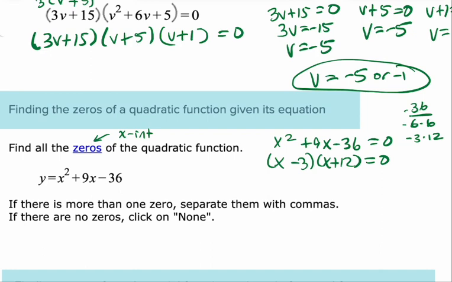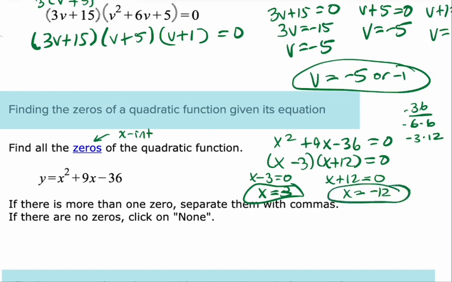Now, remember, to solve any quadratic, if you can't see the factorization, feel free to use the quadratic formula. It would work, but we get x minus 3 equals 0 gives us a 0 of positive 3. x plus 12 equals 0 gives us a 0 of negative 12. So see where it says separate them with commas. So you would put 3 comma negative 12 for Alex. Any questions about those ones?